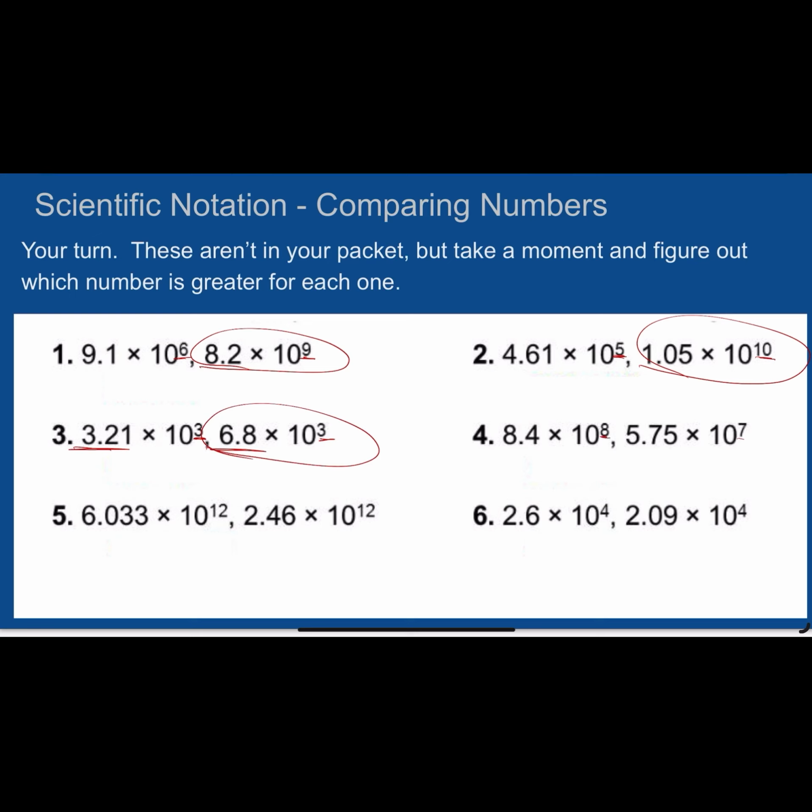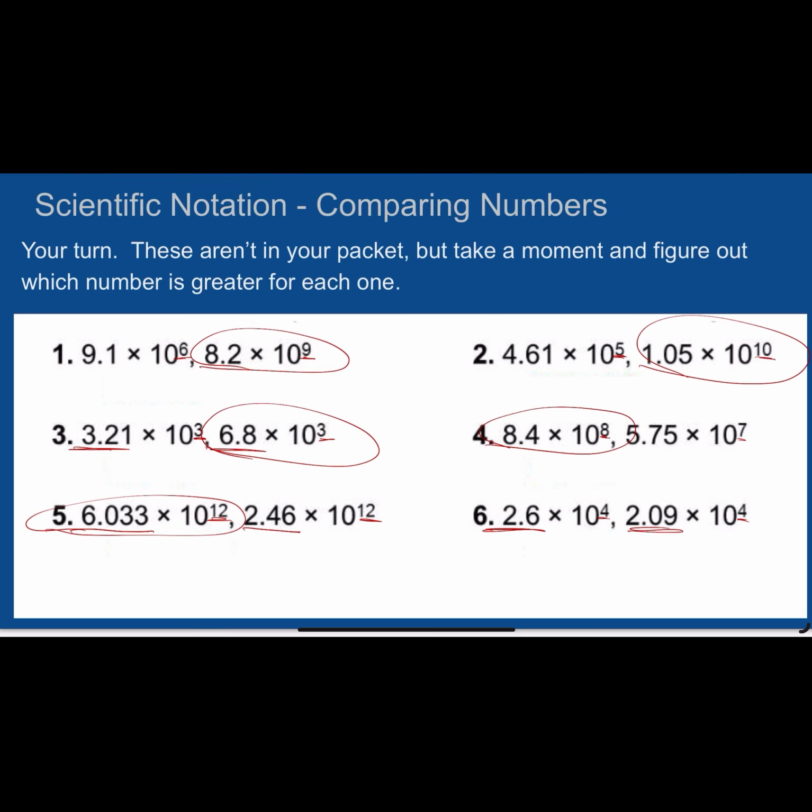Looking at the exponents, that one is larger. Looking at the exponents, they're the same, so we go to the factors, and that one is larger. Looking at the exponents, they're the same, so we go to the factors.